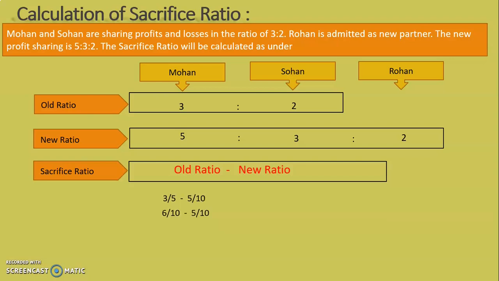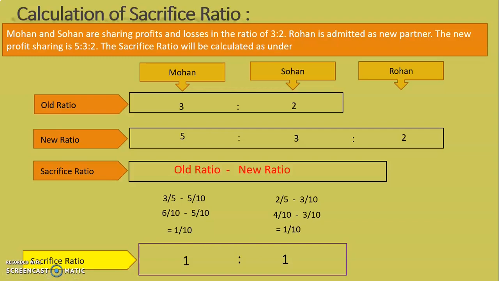For Mohan, the old ratio 3/5 minus the new ratio 5/10. Here, the denominators are not equal. So we equalize the denominators and then subtract. We get 1/10. For Sohan, old ratio 2/5 minus the new ratio, we get 1/10. So the sacrifice ratio is 1:1. Sacrifice ratio is used to record entries for goodwill under premium method in case the goodwill is retained.